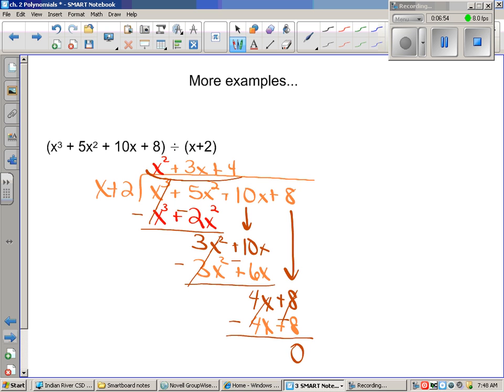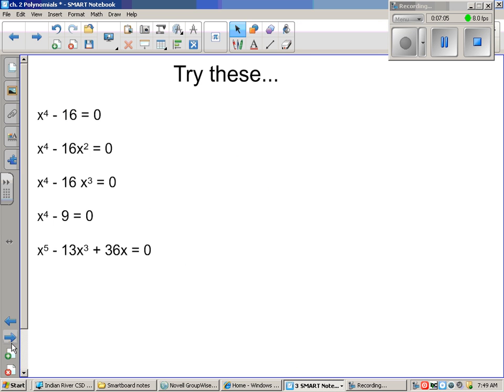What does that mean? That means that this is the quotient of that. This is the answer that I'm looking for, x squared plus 3x plus 4. Hopefully you were able to do that. Wonderful. All right, now let's change gears a little bit, and let's look at some factoring again.